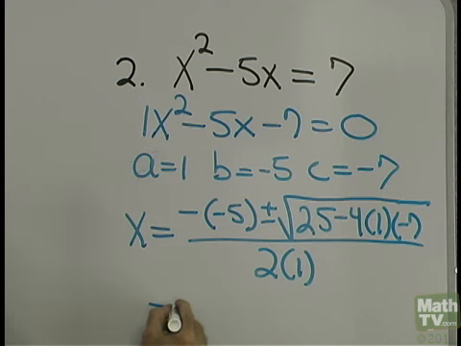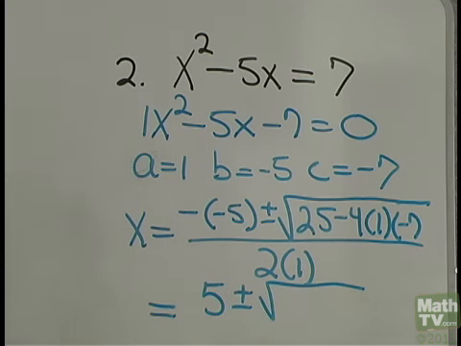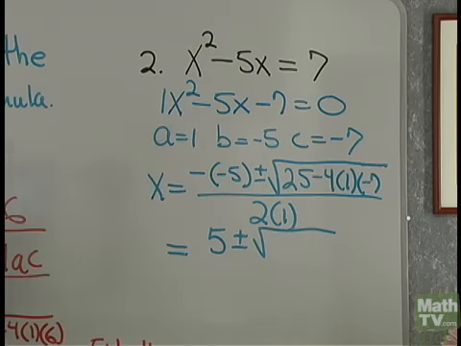I'll continue to simplify here. The opposite of negative 5 is 5, plus or minus the square root of, let's see, 25 minus 4 times 1 times negative 7. That'll be a positive 28. So 25 plus 28, that's going to come out to be, let's see, 53.